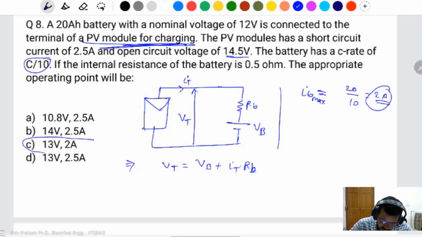At 2 ampere, the only option is 13 volt. This also matches because the voltage of the battery is 12 volt only. This is the 13 volt. It will match practically for charging because the terminal voltage of the solar panel is more than the battery voltage, because of the internal resistance of the battery.